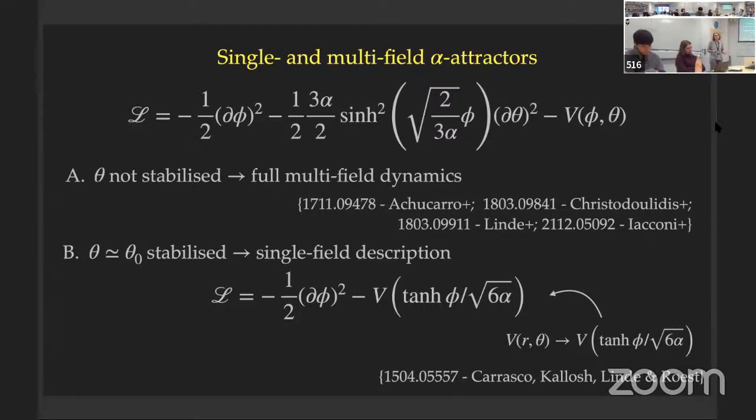So the radial field will play the role of the inflaton. And because of the canonical transformation that we have done before, the potential of the inflaton phi will be a function of hyperbolic tangent of phi. Okay, so maybe you already know a bit of alpha-attractors. That's why, for example, we look at potentials like hyperbolic tangent of phi squared or stuff like that. It comes from here. It comes from that canonical transformation.